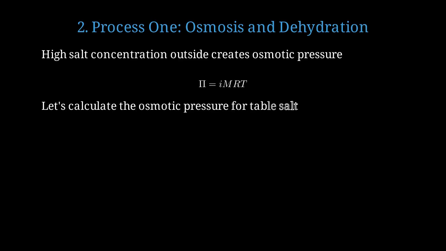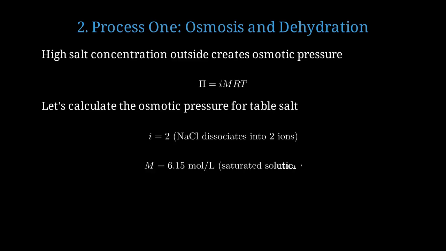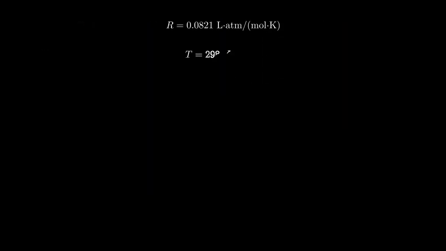Let's work through a real calculation to see just how strong this pressure is. For sodium chloride, i equals 2 because it dissociates into two ions. A saturated salt solution has a molarity of about 6.15 moles per liter. The gas constant R is 0.0821 liter-atmospheres per mole Kelvin. At room temperature, that's 298 Kelvin or 25 degrees Celsius.